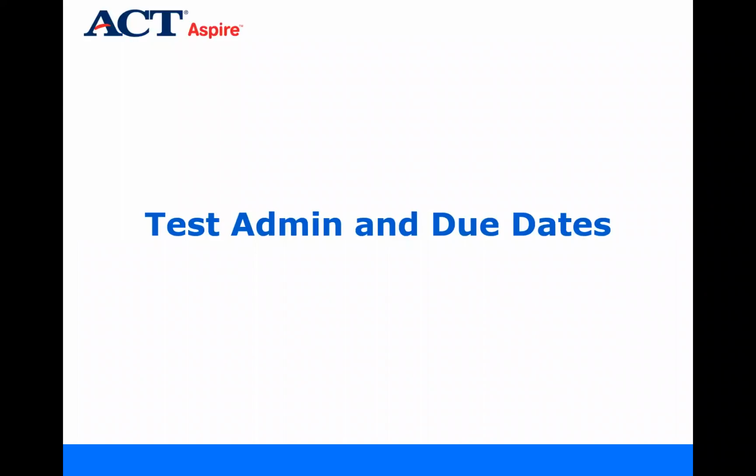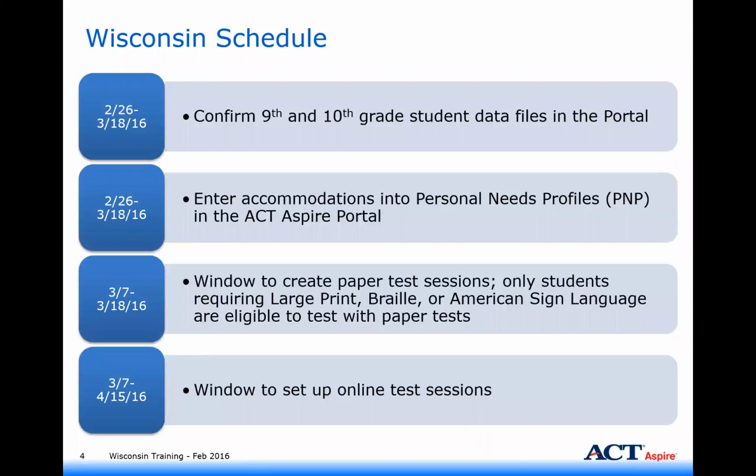So let's get started with a review of your test administration and due dates. Initially, the student data information is going to be sent from DPI to ACT Aspire. And so the window for you to go in and confirm your 9th and 10th grade student data files in the portal will start on February 26th and will run through March 18th. Once that data is in there, you will want to go into the portal and make sure that everything is there and accurate. And we're going to go through some information later in the training to cover some different ways that you can verify that information.